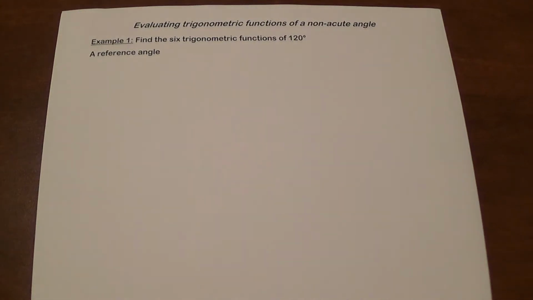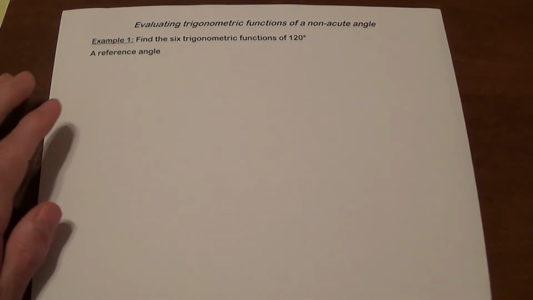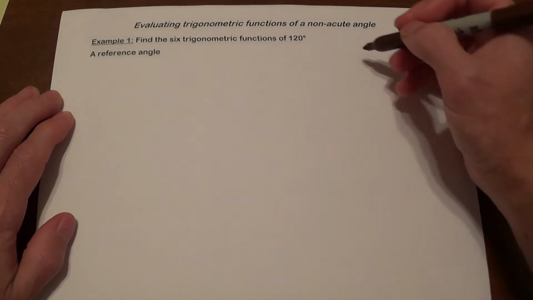Hi, in this lesson we are going to talk about how to find all 6 trigonometric functions of a non-acute angle. So we're going to start with an angle that's going to be 120 degrees. So what do we do with problems like this? We need to understand the concept of what's called a reference angle.